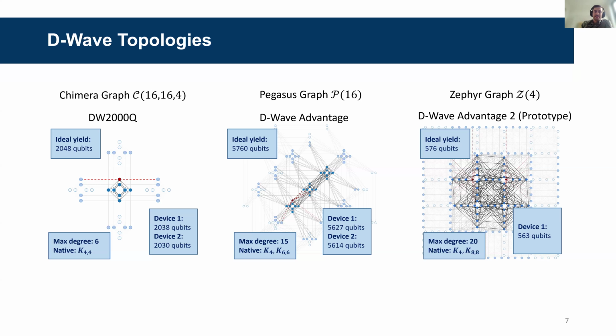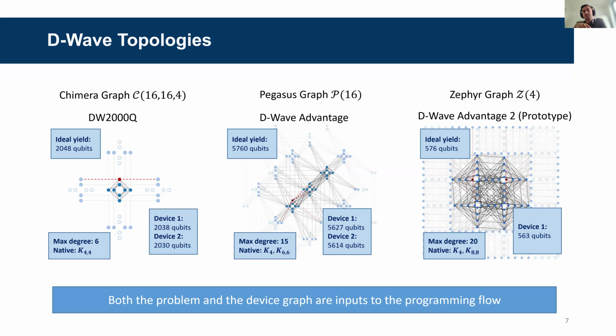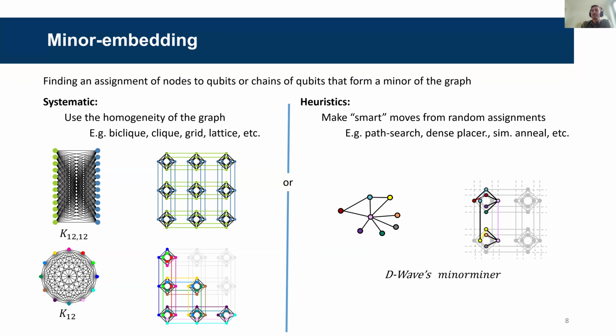I mentioned this because it means that both the problem and the device are inputs to the programming flow. Because of the sparsity of those graphs, a one-to-one mapping of nodes to qubits is unlikely, and we need to run the minor embedding. Minor embedding means finding the assignment of nodes to qubits or chains of qubits that form a minor of the graph. Typically, we have two ways of doing it: systematic and heuristics. Systematic is where we use the homogeneity of the graph to find easy or quick assignments of special types of graphs.